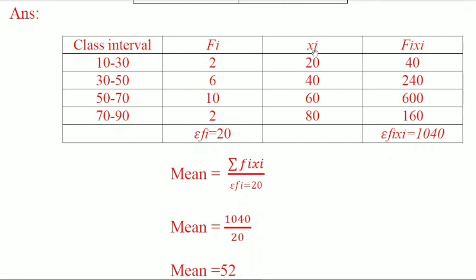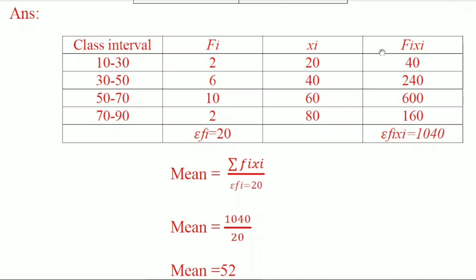How are we going to find xi? It means the middle term. Here consider the class interval 10 and 30. In between 10 to 30, which number will come? 20. Otherwise, if you are having doubt, 10 plus 30 you will get 40, 40 by 2 you will get 20. So the exact middle term you are going to get, that we consider as xi. So for 10 to 30 the middle term is 20, for 30 to 50 it is 40, 50 to 70 it is 60, 70 to 90 it is 80. So we found xi also.